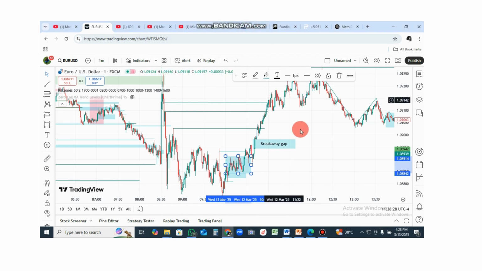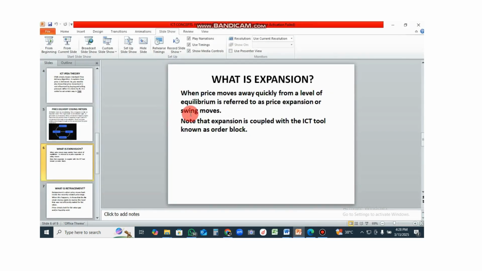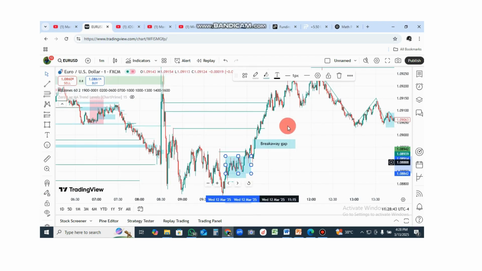Yeah, so that's what ICT calls a moment of consolidation. Let me go back to the slide again for you to see. When we talk about price moving away quickly from a level of equilibrium, it is referred to as... when price moves away, it comes back to it. Price returns back to it. So it moves away from this point.